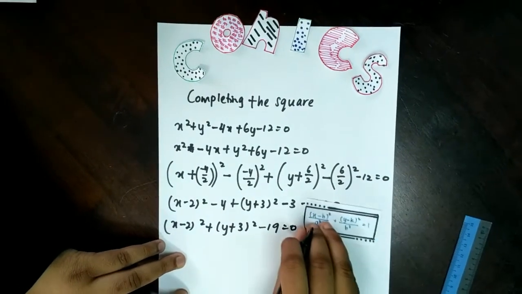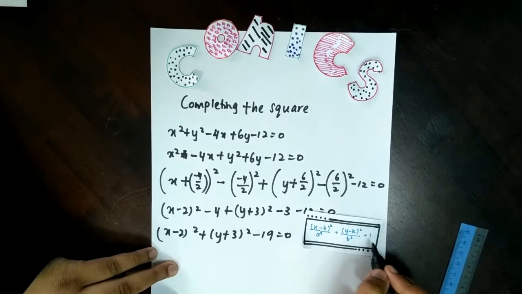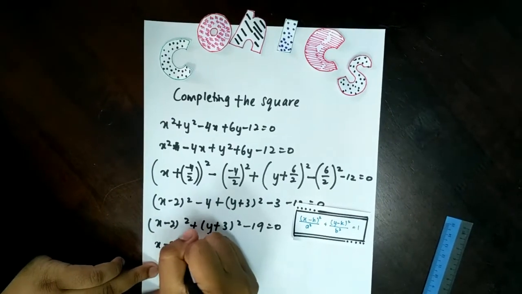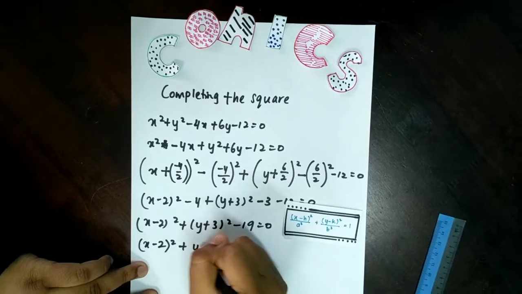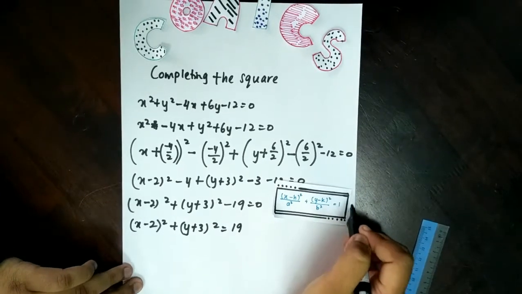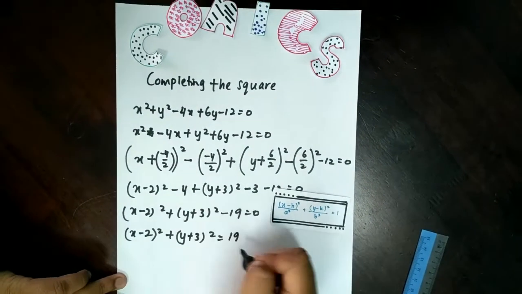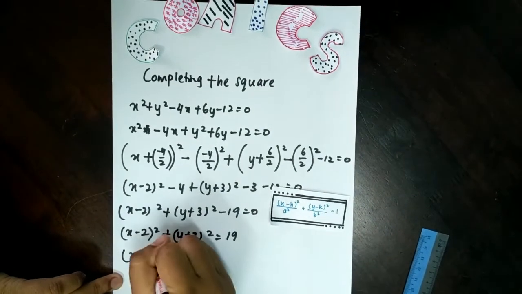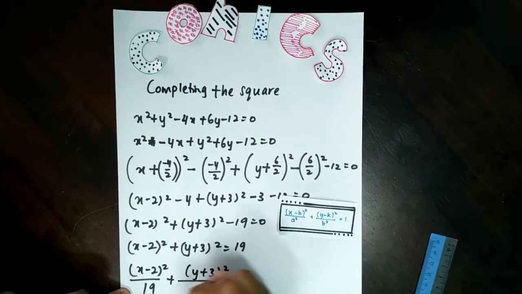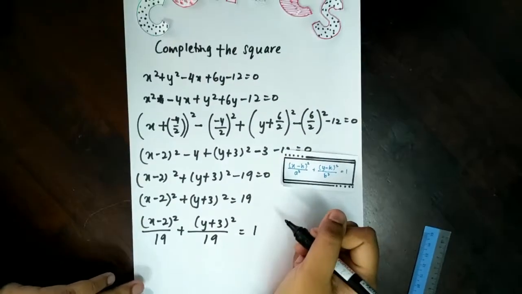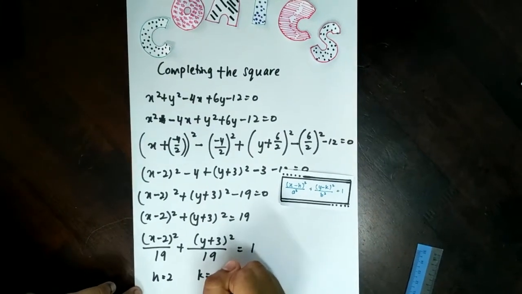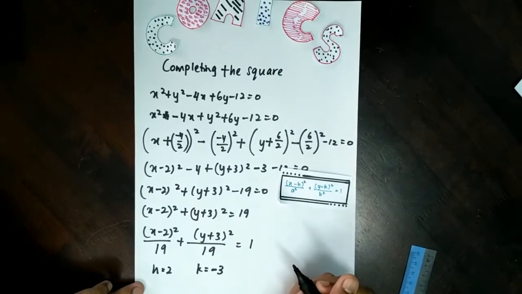Now we compare to the general formula where x minus h squared over a squared plus y minus k squared over b squared equals 1. So we rearrange the equation and you should get a 1. So you should divide the equation by the constant. So (x minus 2) squared over 25 plus (y plus 3) squared over 25 equals 1. From this equation, we know that h equals 2, k equals negative 3. a squared and b squared are equal.